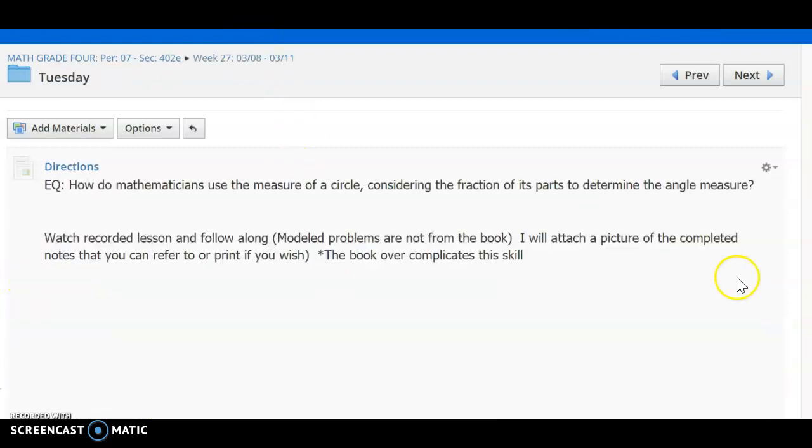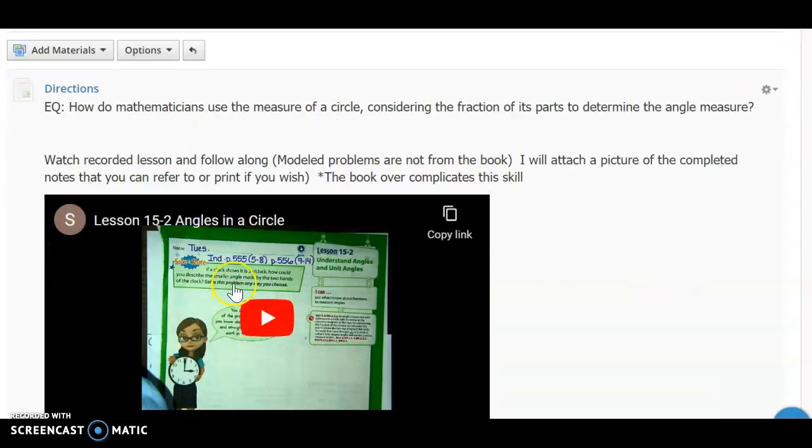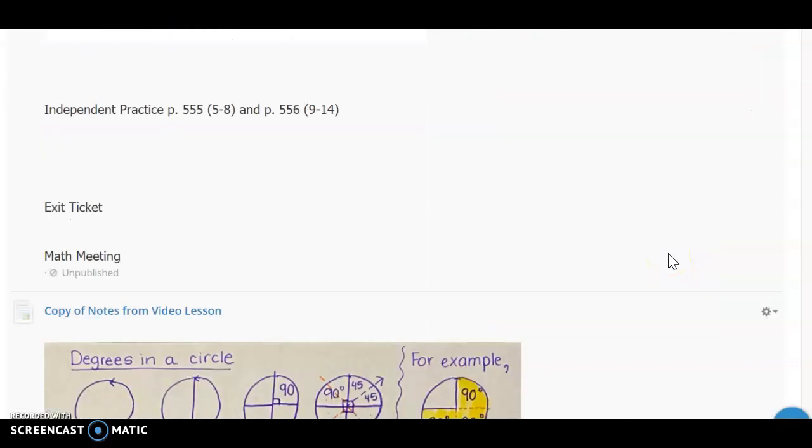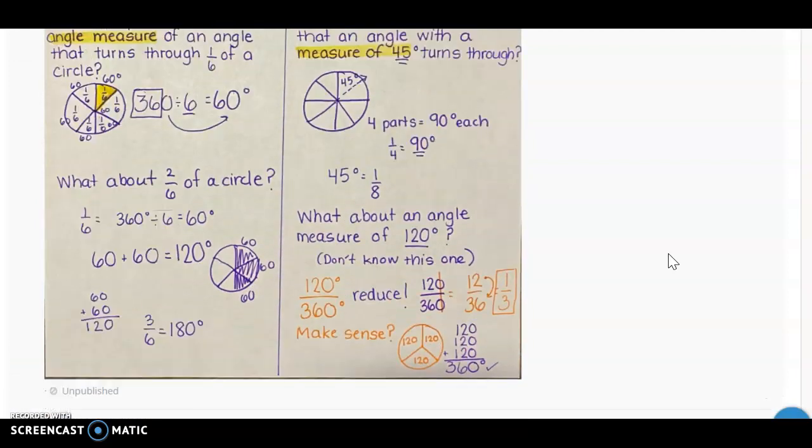On Tuesday, that's when we're going to get into the measurement of angles within a circle. So there are two videos to watch. In this video, I'm actually not going to refer to the problems in the book. I think that they're just a little bit too much, and so it makes it a little more complicated than it needs to be. So I actually leave the book and go on to a separate sheet of paper and jot down some notes. You can just follow along, and then I've actually included a copy of those notes fully completed at the end of the video down here.